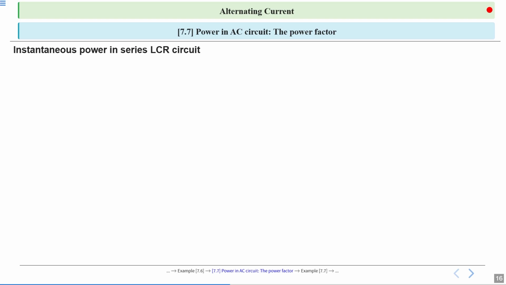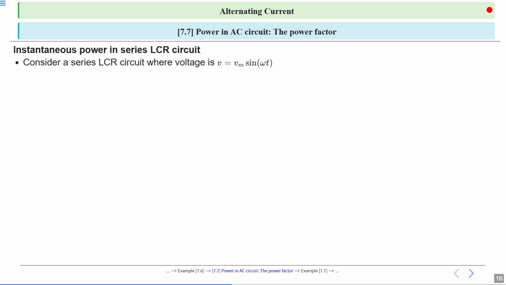Okay, so firstly we will calculate the instantaneous power, then we will calculate the average power. There is some complex calculation there, and use of trigonometry. So you have to be strong in trigonometric identities, and you have to remember some of them also.